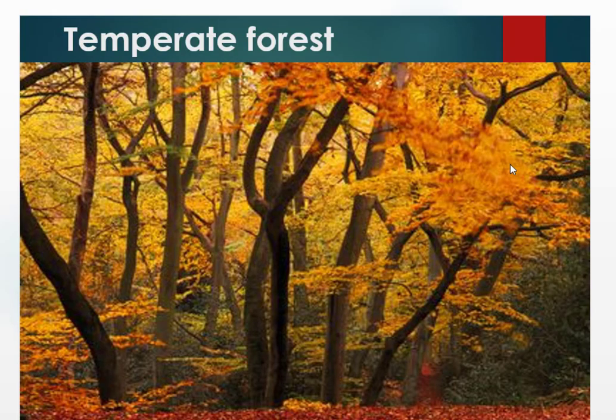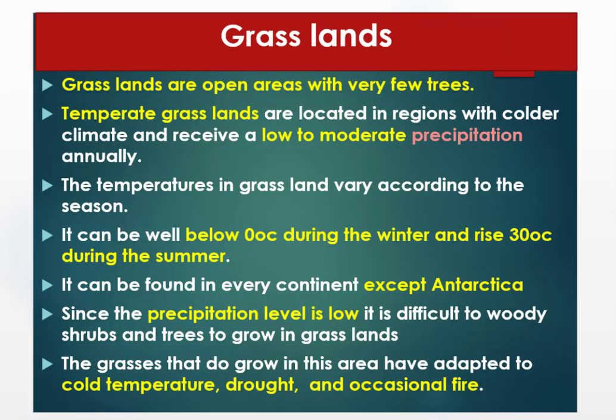This is what temperate forest looks like. Grasslands. Grasslands are open areas with very few trees. Temperate grasslands are one of the grasslands located in regions with colder climate, and they receive low to moderate precipitation annually. The temperatures in grassland vary according to the season. It can be well below 0 degrees Celsius during the winter and rise to 30 degrees Celsius during the summer season.